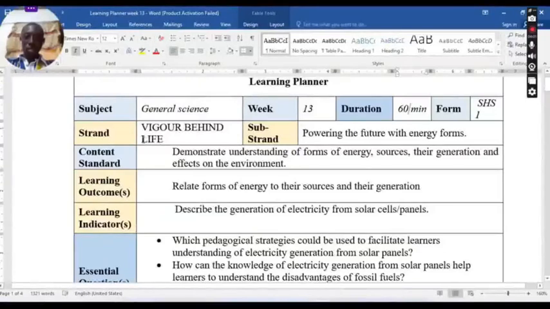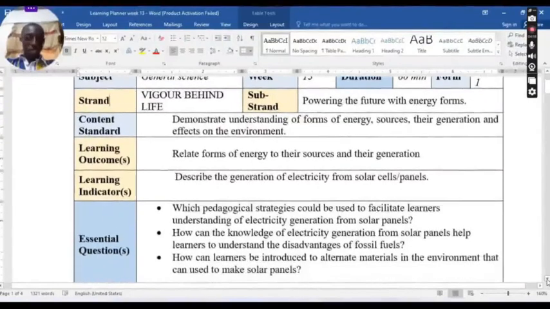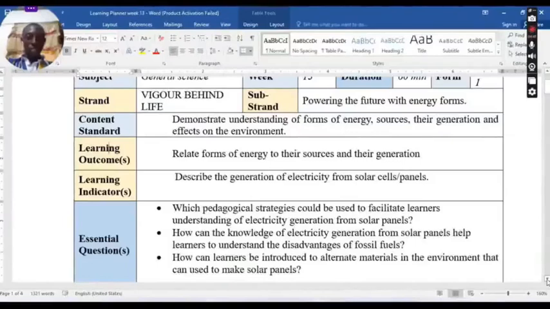Now the next row is the strand row, from left to right. Let's look at the strand. Strand is what used to be called a topic. Substrand is a subtopic. Alright, I'll come back to this again. Then the next row is the content standard, as you can see there. So what is the content standard? The content standard is the broader knowledge that the learners are expected to master at the end of the lesson. Okay, the broader knowledge that the learners are expected to master at the end of the lesson, and I've typed it there.